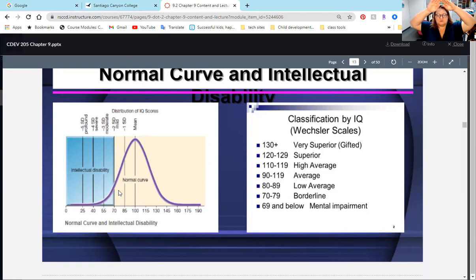As you go down the scale, it's less people, right? Every 15 points is 1 standard deviation. Every time you go down 15 points, it's less people. So there's less people between 70 and 85 than there are between 85 and 100.